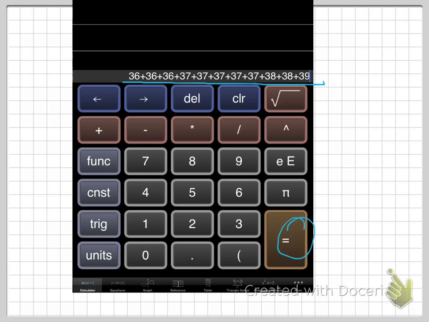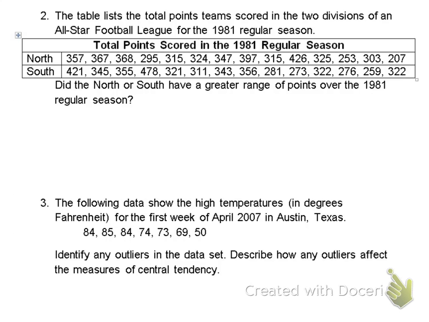The next problem, we have a table that shows us the total points teams scored in 2 divisions of an all-star football league for the 1981 regular season. So it lists all the points for the North and all the points for the South. And the question is, did the North or South have a greater range of points over 1981 regular season? So keyword being range. So we have to find the range for each one. Now remember, range is the difference between the least and the greatest. So I don't need to put these numbers in order.